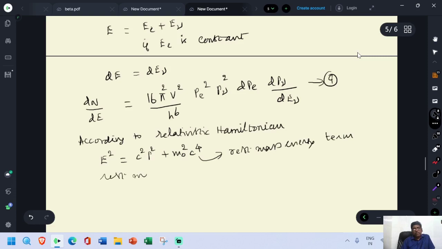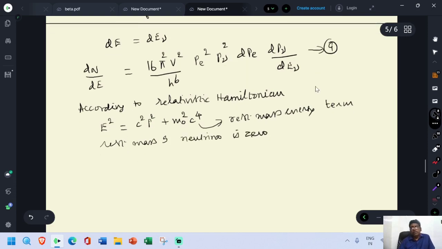Rest mass of the neutrino is 0. Therefore, the energy of the neutrino, if this factor is 0, E neutrino equal to C into P nu. E square equal to C square P square, so E equal to C into P nu. Take the positive root alone. Then dE nu is equal to C into dP nu.